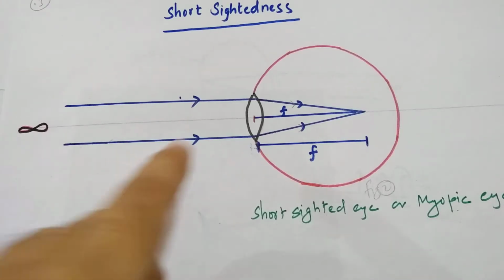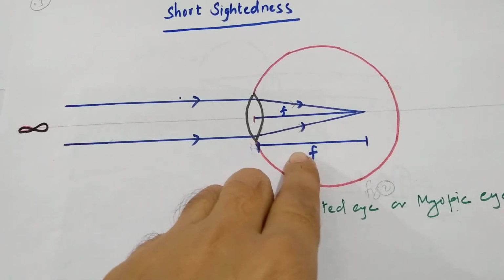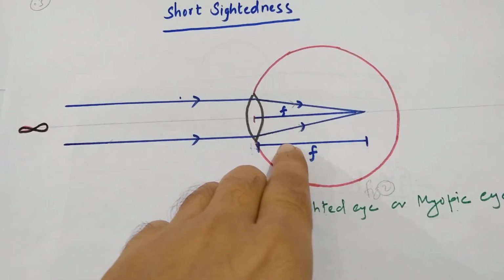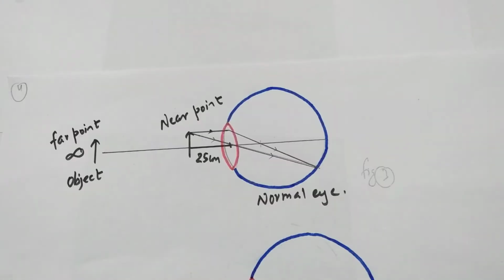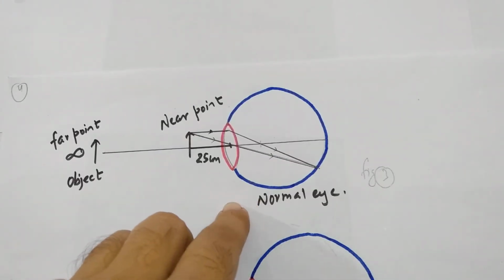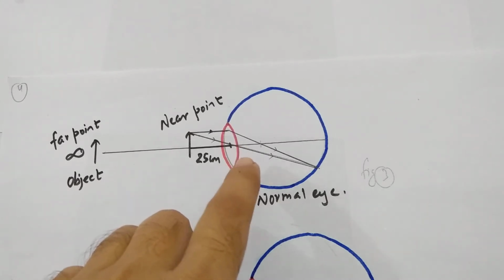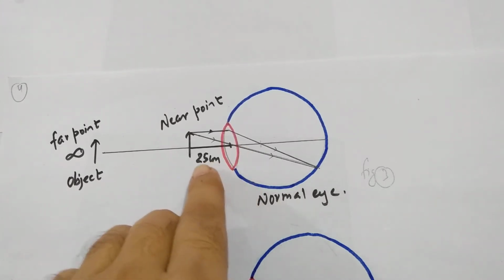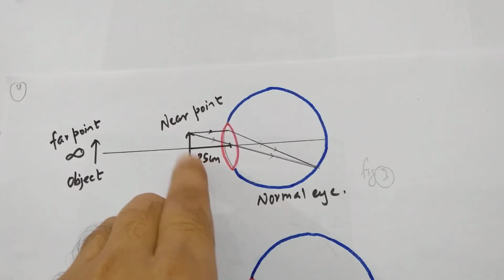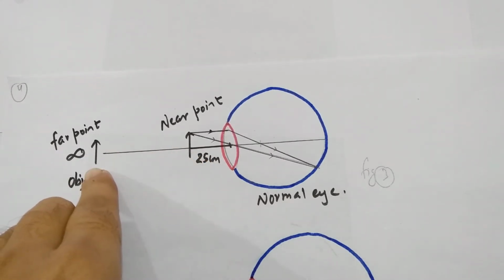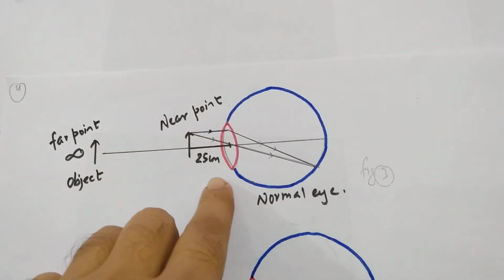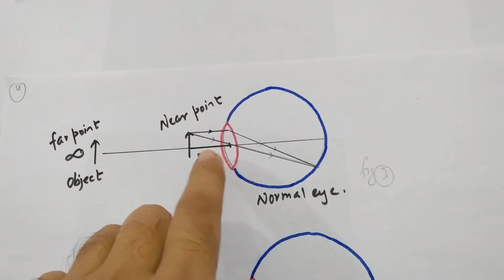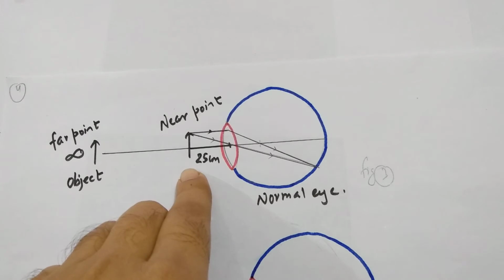So friends, short-sightedness means the eye lens is unable to accommodate. To understand accommodation, go to my channel and see my previous video, accommodation of eye. Now friends, look at this figure. This is a normal eye and the normal eye has no problem. Its range of vision is near point to far point. If you don't understand what near point, far point and range of vision are, please go to my channel and search range of vision. You will find it there.